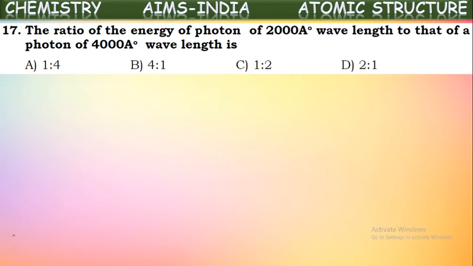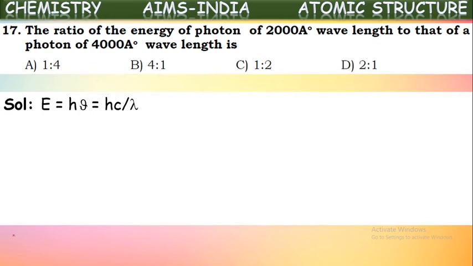Next one. The ratio of the energy of a photon of 2000 angstroms wavelength to that of a photon of 4000 angstroms wavelength. Here, they have given two photons with different wavelengths and they're asking the ratio of their energies. Let us see the solution. We know the formula which relates energy and wavelength. Energy is equal to hc by lambda, which we get from E is equal to h nu, where nu is frequency. We know nu is equal to c by lambda. If we substitute that, we get E is equal to hc by lambda.